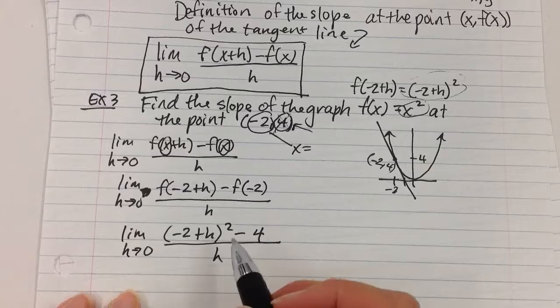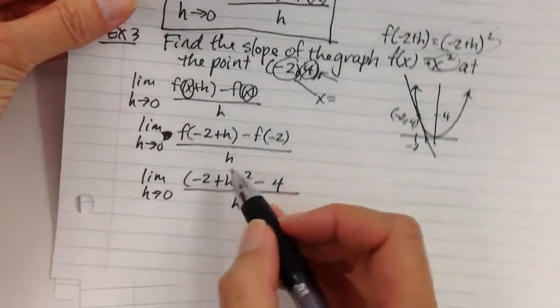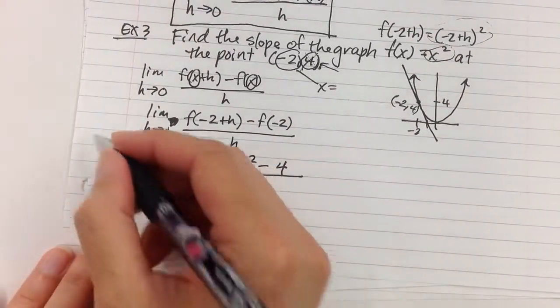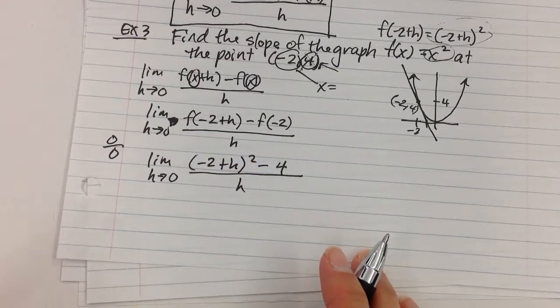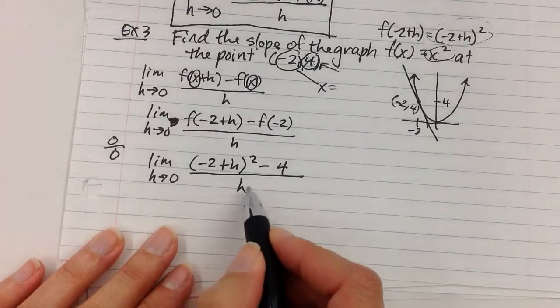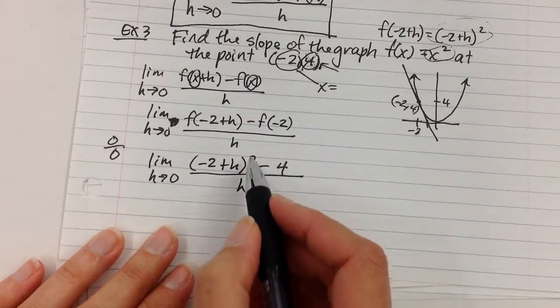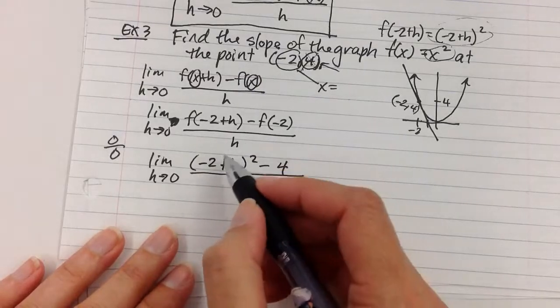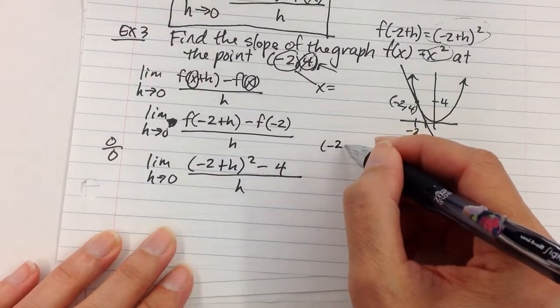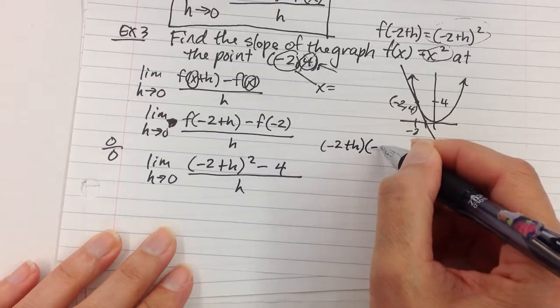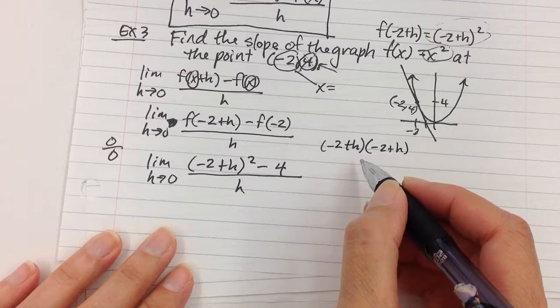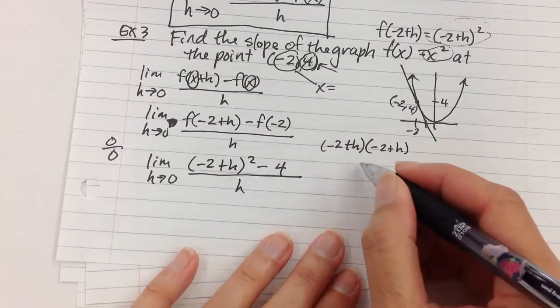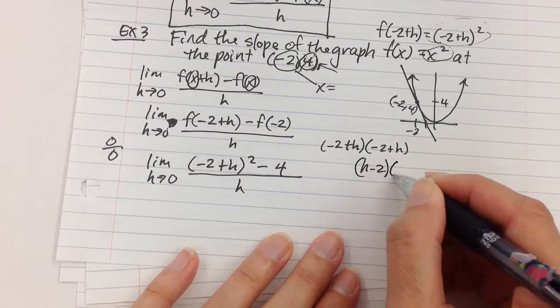If I were to put 0 in for h right now, I'm going to get the indeterminate form 0 over 0, because whenever you use a difference quotient, that's what you get. And that's not useful to us. So somehow we always have to get rid of this h. But first of all, let's multiply this out. What is -2 plus h times -2 plus h? I don't like writing it that way. Let's reverse it. A better way of writing -2 plus h is h minus 2. That's a lot nicer, right?